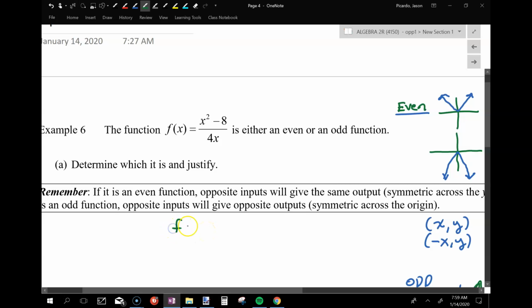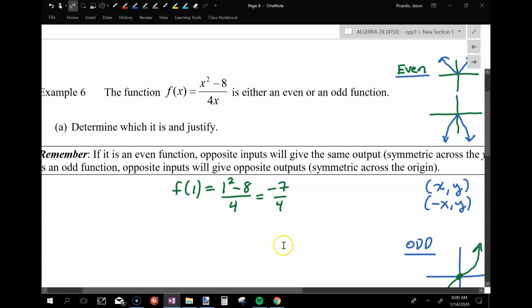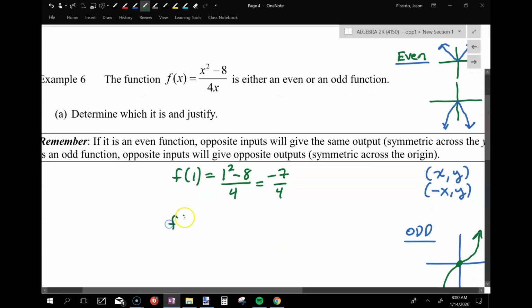If I plug in 1, I get negative 7/4. Everybody agree with that? Cool. So what do I want to compare that to? I want to see what happens when I plug in the opposite. Well, if I plug in the opposite, I get 1 minus 8, which is negative 7, over negative 4, positive 7/4.